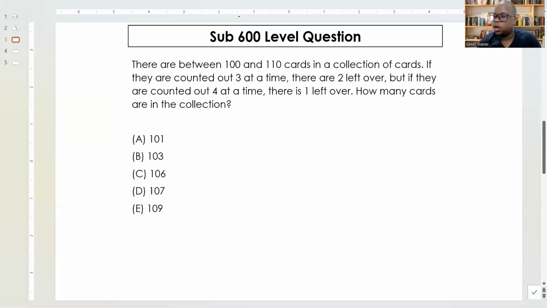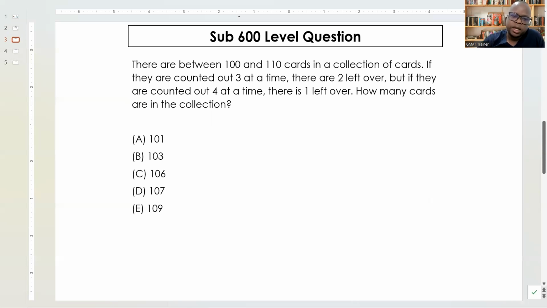So you can pause the video, then attempt this question. There are between 100 and 110 cards in a collection of cards. If they are counted out 3 at a time, there are 2 left over. If they are counted out 4 at a time, there is 1 left over. How many cards are in the collection?